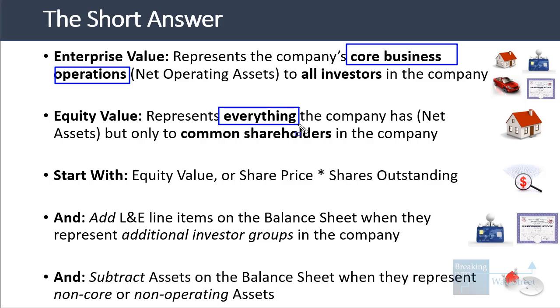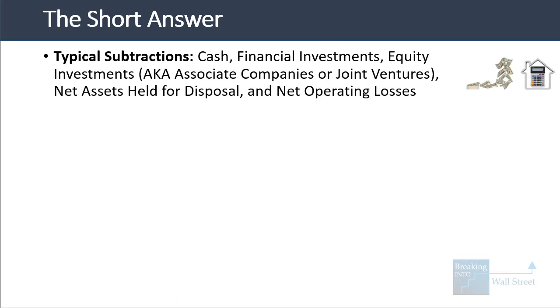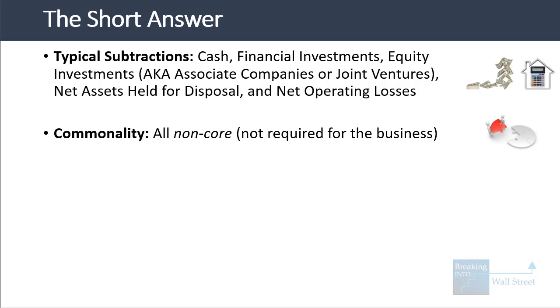Equity value is about all the company's assets, their net assets technically, but we only subtract things when they're on the asset side. So if something is non-core and is not required to operate the company's business, then we subtract it in this calculation. So typical subtractions here are items like cash, financial investments, equity investments, also known as associate companies or joint ventures, net assets held for disposal, and net operating losses. What all these have in common is that they're all non-core.